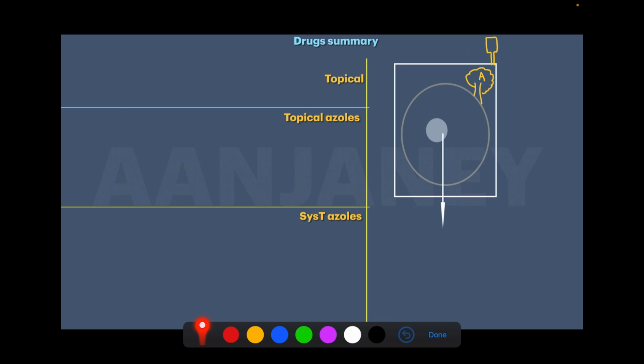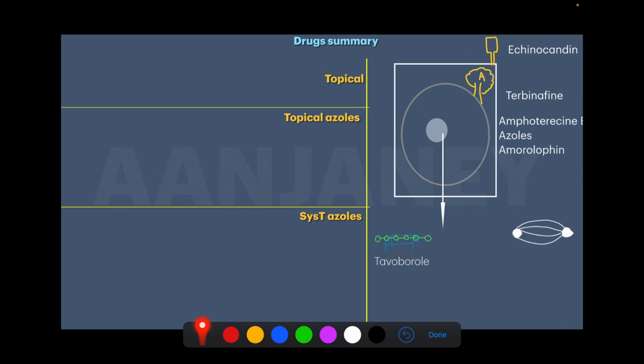Done. So now we are summarizing the entire drugs that we learned on this slide. So first of all, starting from here, on the cell wall we have echinocandin. On the cell membrane we have terbinafine, amphotericin B, azoles, and amorolfine. Inside the nucleus we have protein synthesis, which is inhibited by tavaborole. Then we have the mitotic spindle, which looks like a grape. So we have griseofulvin, and the flakes on DNA polymerase are flucytosine. Now topical drugs. So the topical drugs, I told you to remember this diagram.